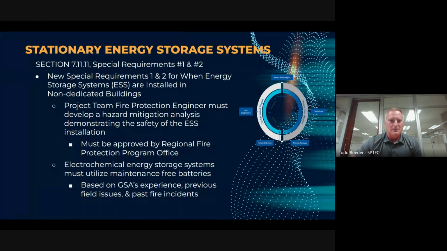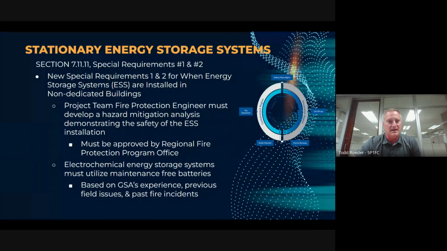We're getting into some of the newer technology, stationary energy storage systems. 71111 was revised with 2 new requirements for energy storage systems in non-dedicated buildings. The first special requirement is that the project team FPE is required to develop a hazard mitigation analysis demonstrating the safety of the energy storage system.